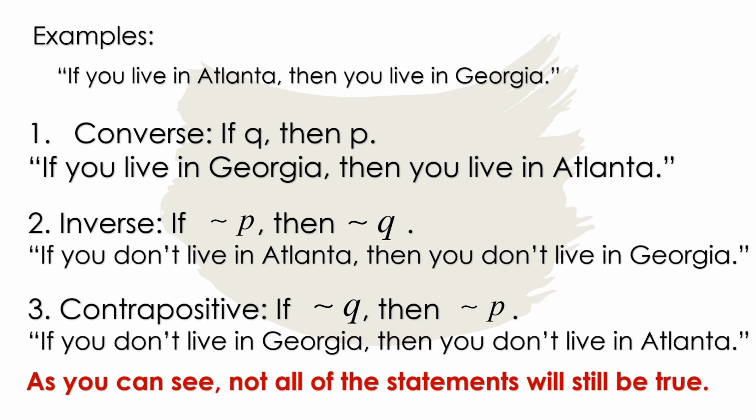As you can see, not all of the statements will still be true. We've written the statements according to the rule, but we know they're not all true. Obviously, you can live in Georgia and live someplace other than Atlanta, because we all live in Kennesaw and Acworth. You don't have to live in Atlanta, and then you can still live in Georgia. But if you don't live in Georgia, then you don't live in Atlanta.